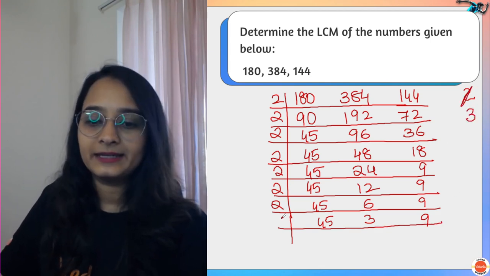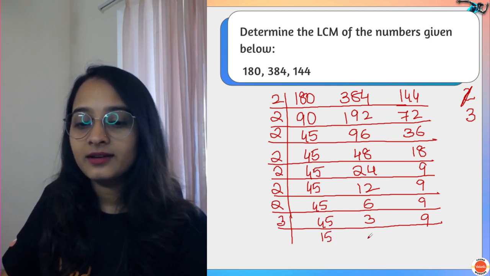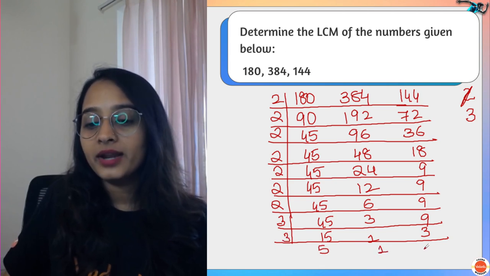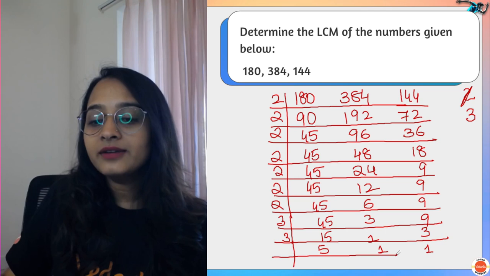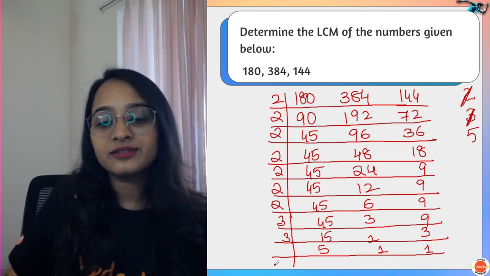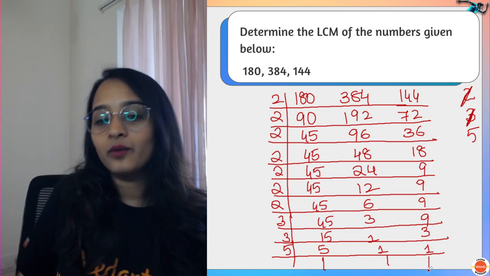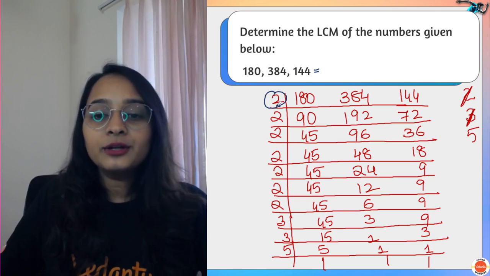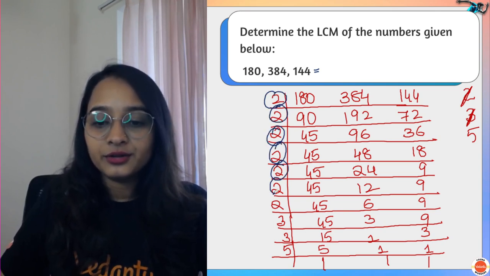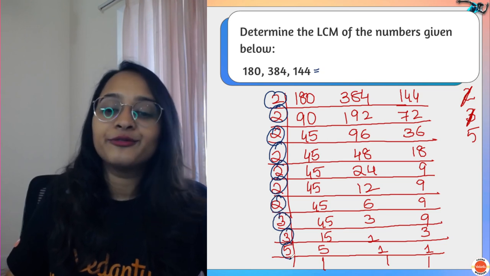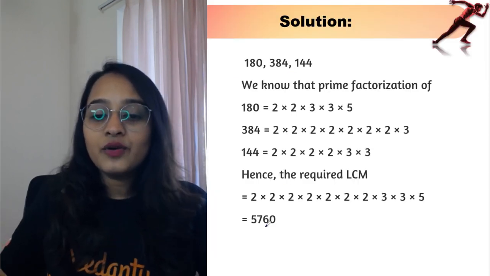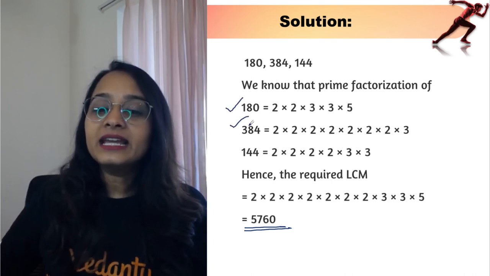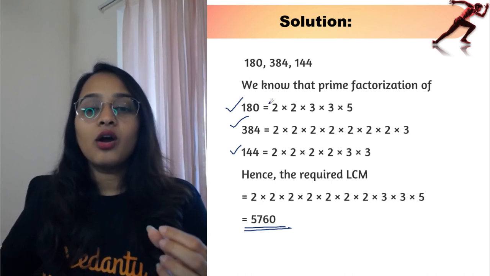So we'll go with 3. This will give you 15, 1 and 3. Divisible by 3. 5, 1 and 1. Now 5 is not divisible by 3. So we'll go to the next one, which is 5. 1, 1 and 1. So what will be the LCM of these three numbers? 2 into 2 into 2 into 2 into 2 into 2 into 2 into 3 into 3 into 5. So that is equal to 5760.